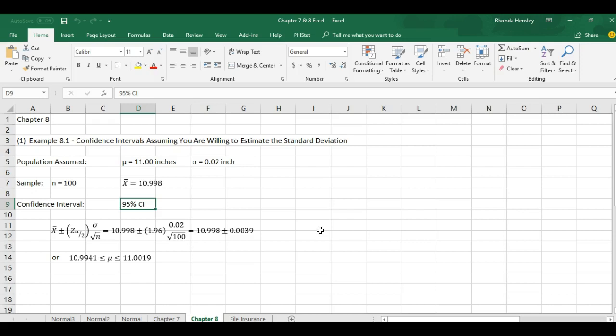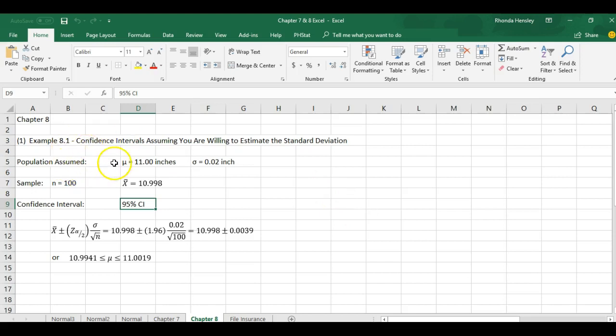And if you do it the other way, when you say, okay, I really am not willing to make that leap of faith that I know what it is, and I'm going to actually compute it using my sample, then you use a different distribution. But it's always a confidence interval estimate for the mean either way. So the difference is in the distribution that you use.